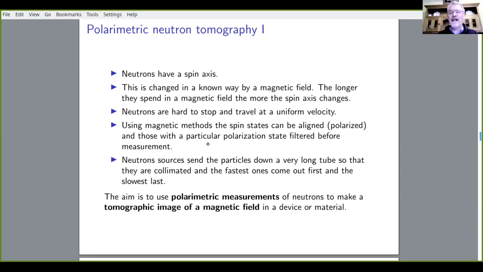And so, because for neutrons the speed is inversely proportional to the wavelength, they act like waves in that way, you automatically get a spectrum just by time gating where you measure. And of course, the faster ones have spent less time in the magnetic field, so the polarization state hasn't changed so much, and the slower ones change quite a lot as they go through. We can use that as an advantage.